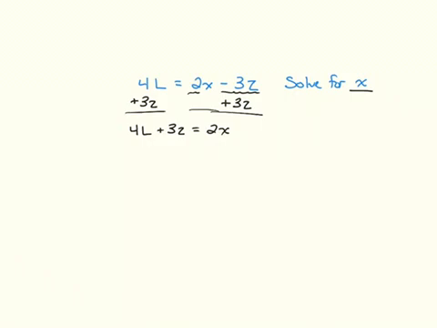And now, if I'm solving for x, I just divide by 2. The key on this end is we need to divide the entire side by 2. We can't pick and choose. Once that 4l and plus 3z get together, then they can't be separated by division. So I need to divide that entire side, and we're left with 4l plus 3z over 2 equals x.